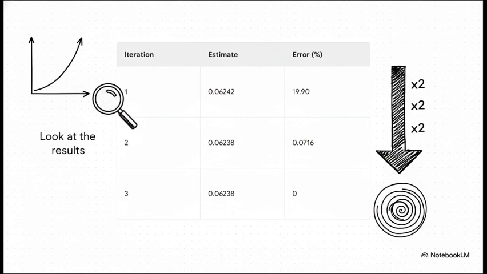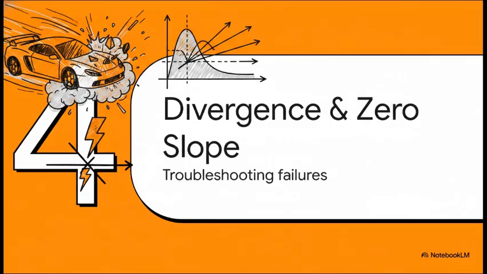But look at iteration 2. The error completely plummets to 0.07%. By iteration 3, our error is statistically 0. The absolutely crucial takeaway here is this behavior. The number of significant figures of accuracy roughly doubles with each iteration. This rapid lock-on is known as quadratic convergence. It's just brilliantly fast.